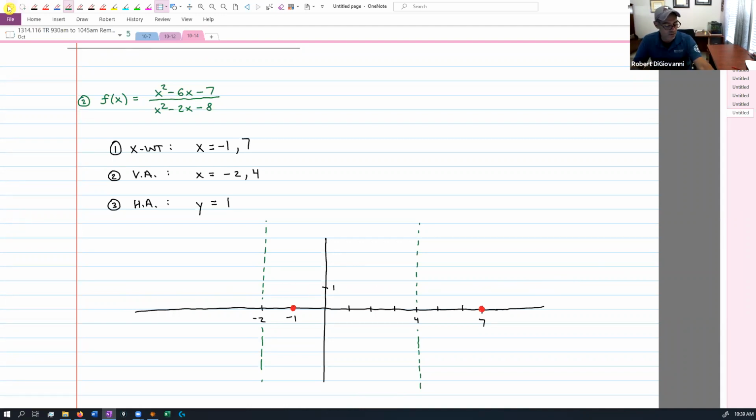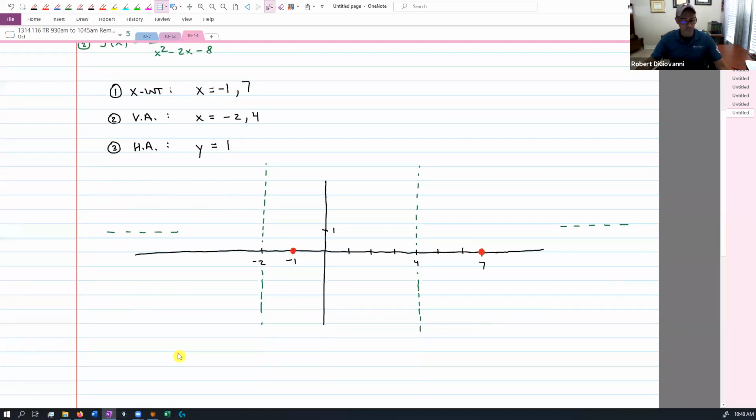The horizontal asymptote only tells me what happens at the edges. So I'm going to go up 1, but I'm going to go out to the edge pretty far here, and I'm going to draw my magnet out here. And then I'm going to do the same thing on the other side. I'm going to draw my magnet out here. There we go. That's the basic picture of what I have right now. Questions?